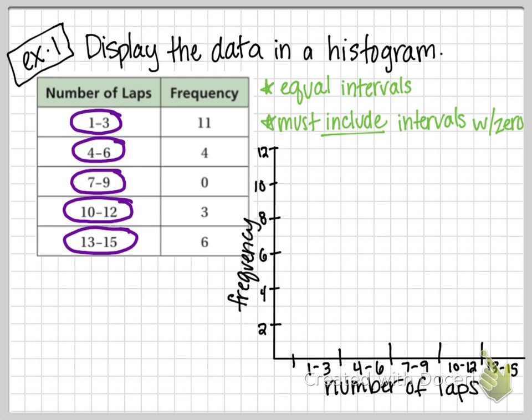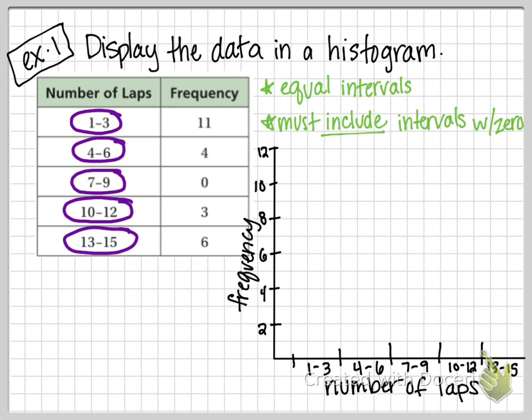Then our frequency goes along the left, so it goes up and down vertically. I did mine by 2s. You can do them by 1s. You can do them by 3s. Just make sure you label. Once we have that done, now we can sort of draw in the boxes with our frequency.